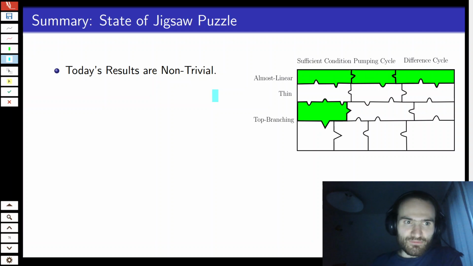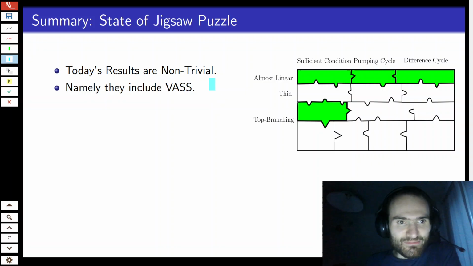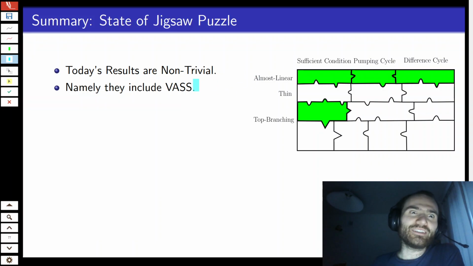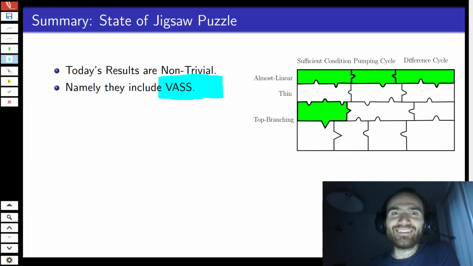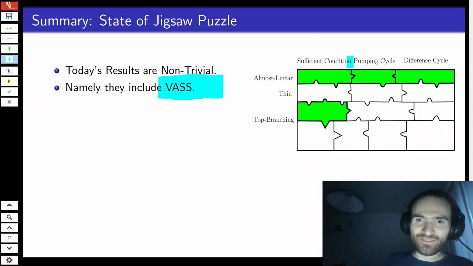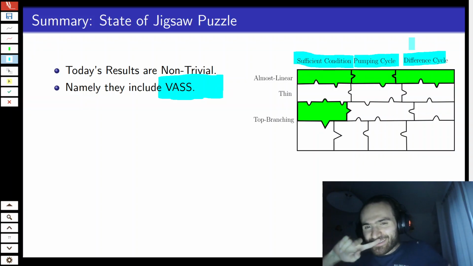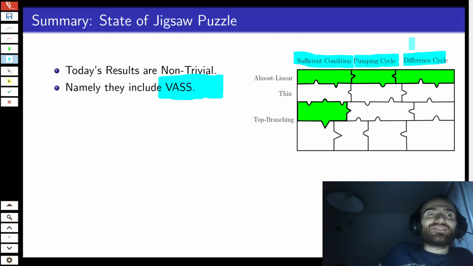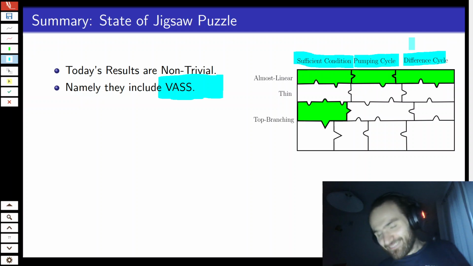Okay. So maybe one thing I should say is that today's results are in fact highly non-trivial already, because if you can solve reachability in almost linear GVAS, then in particular this means you can solve reachability in VASS. And this algorithm is supposedly very complicated. Well, I always thought that the ideas are not that hard. It's really just three ideas you need: sufficient condition, pumping cycle, and difference cycle. But I admit that if you try to write it down, the syntax of the algorithm is pretty complicated.